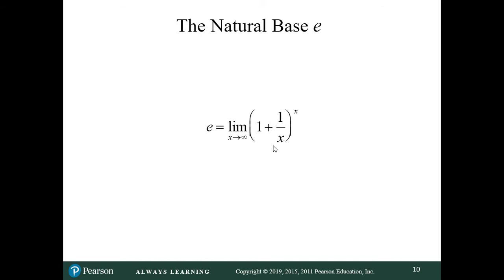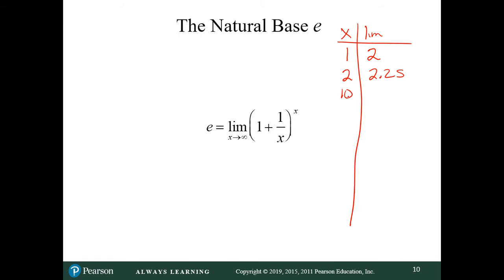Calculators out, please. Okay, let's look at this limit. If I put in a 1 here, what am I going to get? 1 plus 1 over 1 is 2 to the first power, which is 2. If I put in a 2, I get 1 plus 1 half, which is 1 and a half to the second power. What's 1.5 to the second power? 2.25.